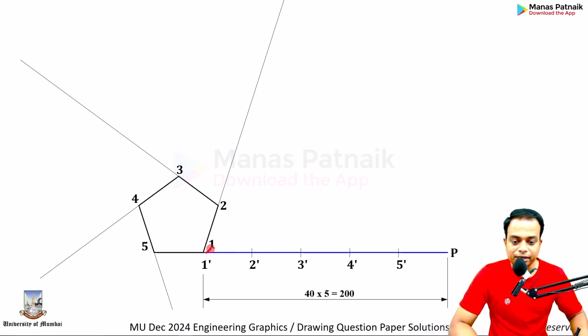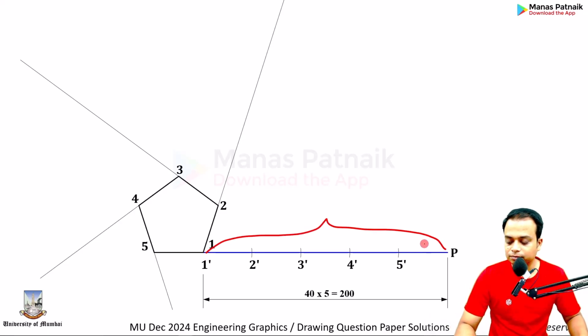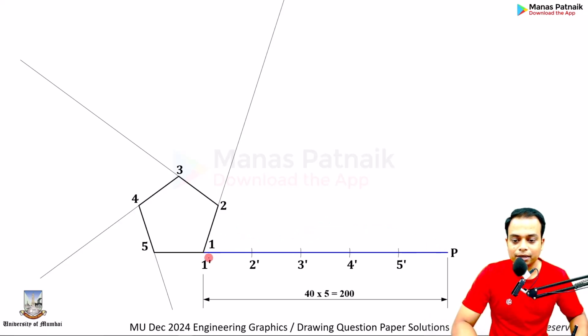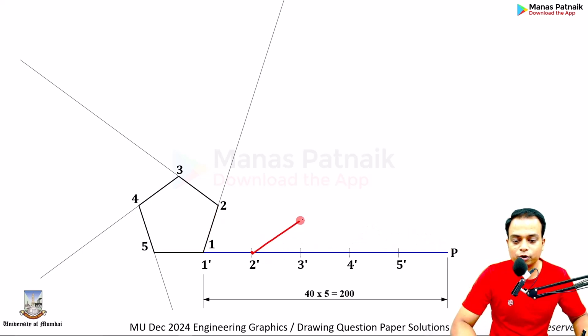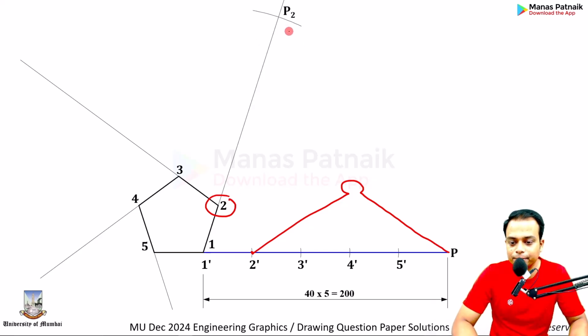So initially the string is in this fashion. After a certain point in time, this 1 dash 2 dash will come in contact with this 1 2, isn't it? So how much would remain? Sir, only this much would remain from 2 dash to P. So basically keep one leg of your compass at 2 dash, other leg at P, and now with 2 as the center, cut an arc. This is going to give you point P2. Okay, so that's over, 2 P2 over.